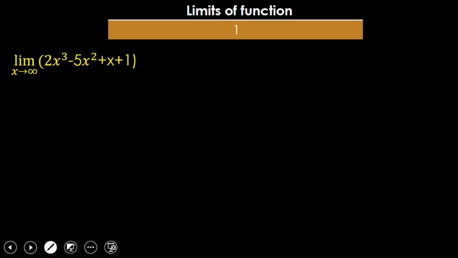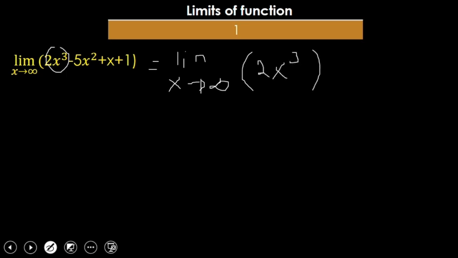We use the previous video in solving these ones. To solve this one, you are just going to have the limit as x tends to infinity of what? You just take the term with the highest degree, that is 2x cube. The limit of that equals 2x cube, and the limit will be infinity directly. I don't need to waste a lot of time on this question.